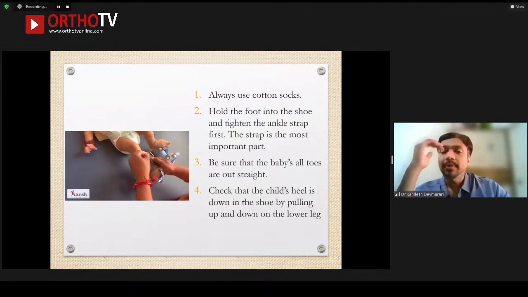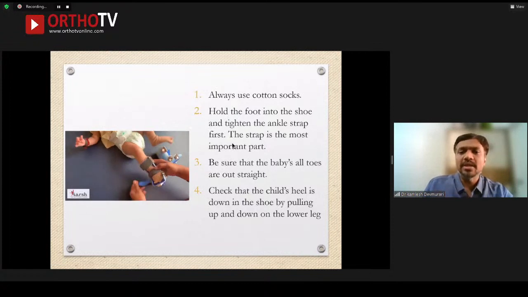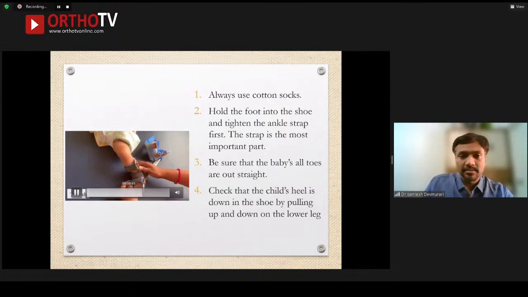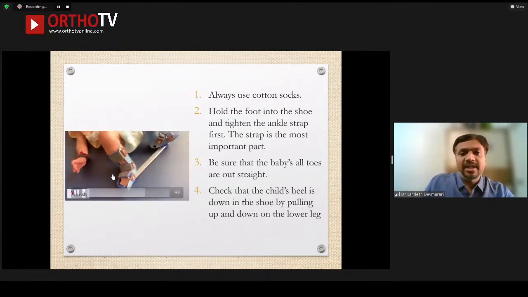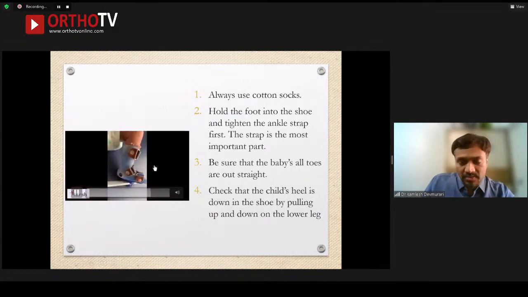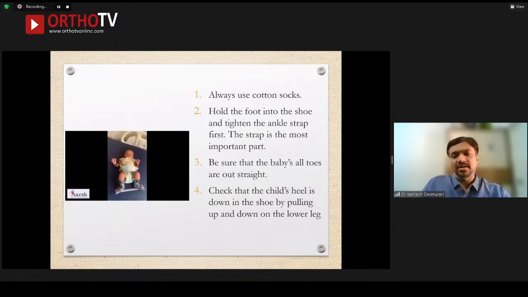Be sure while applying this type of brace that all toes of the baby are straight out. They should not be bent. Sometimes we miss it and it leads to shoe bites. And finally, once you have put on the brace, look for the heel. This is a very important step. Sometimes it gets loose and the heel is off, and it leads to recurrence. So after wearing, we have to teach the mother that the heel should be touching. These are the basic things for foot abduction brace application.